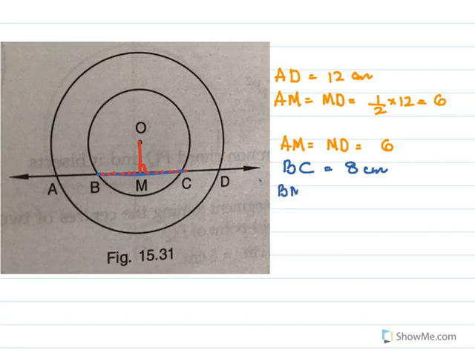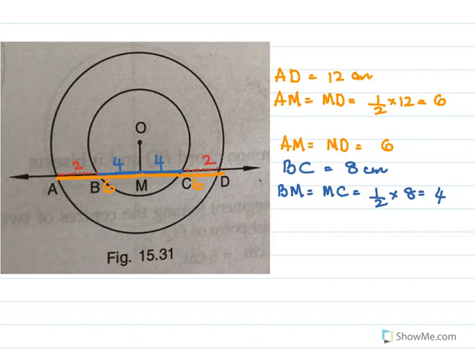So BM equal to MC, half of 8, which is equal to 4. To go over it again, this was 8. So we have 4 here and 4 here. And this entire was 6 still here, and this was another 6. Here 6 and 6. So definitely you agree that your AB will be 2 and your CD will also be 2.